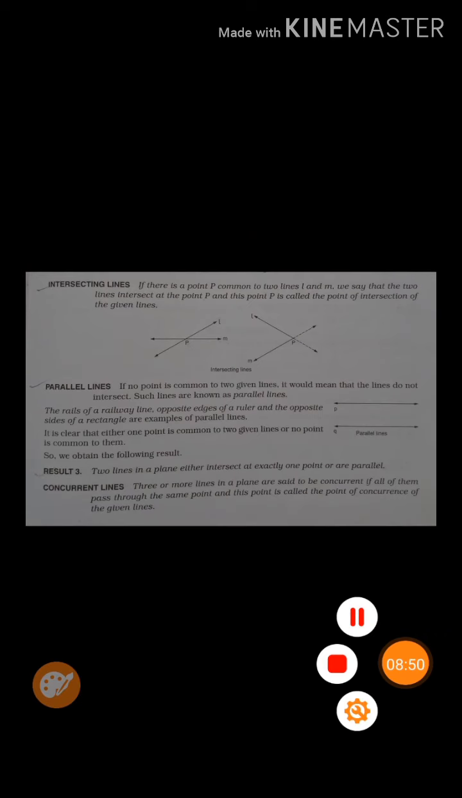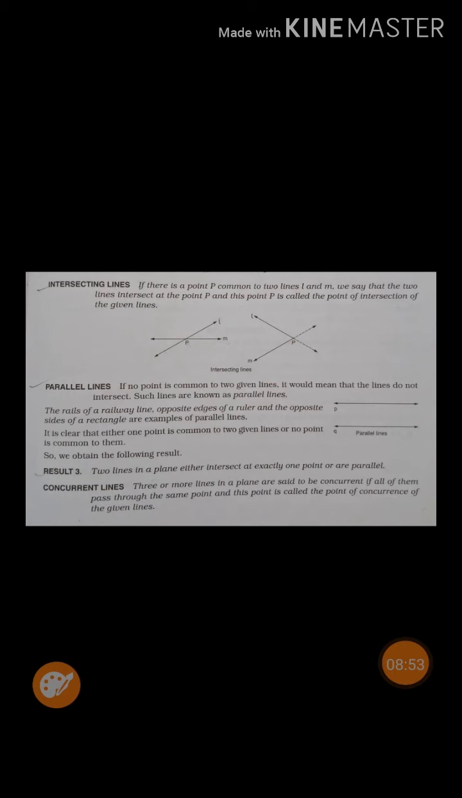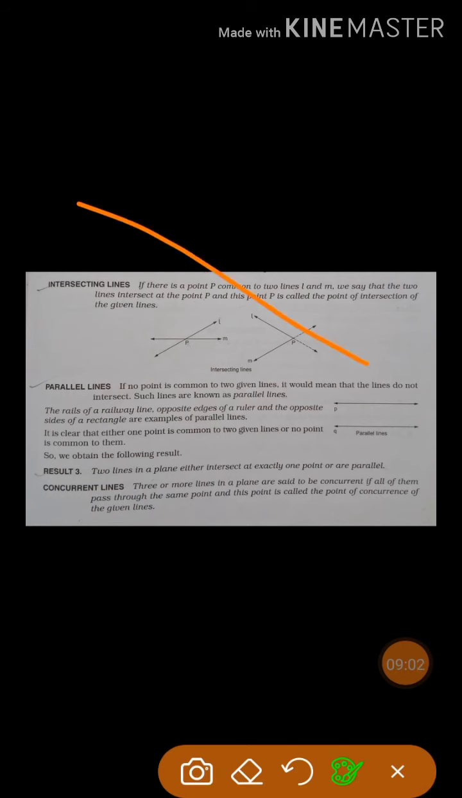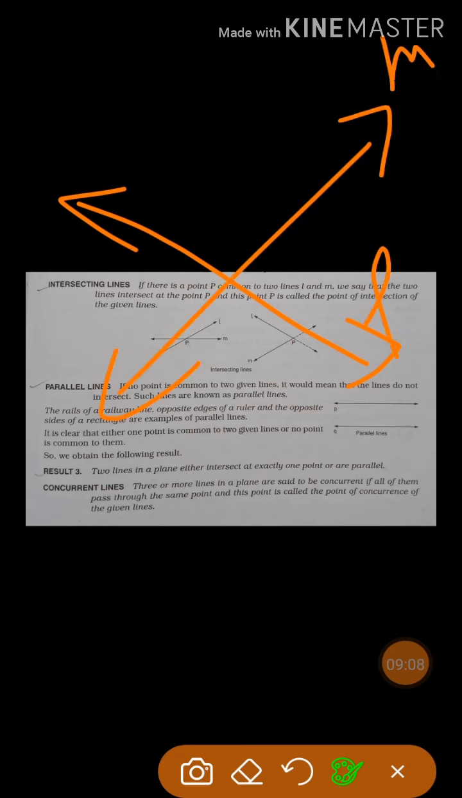The next is intersecting lines. If there is a point P common to two lines, if there are two lines L and M, this is a line L and this is a line M, and this is a point P. So point P is on line L and also on line M. It is common. So we can say these two lines intersect at point P, and this point P is called the point of intersection.